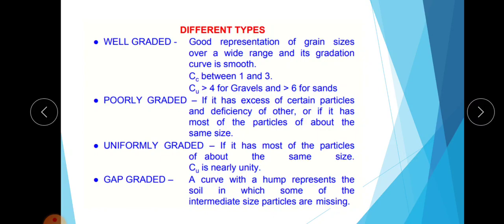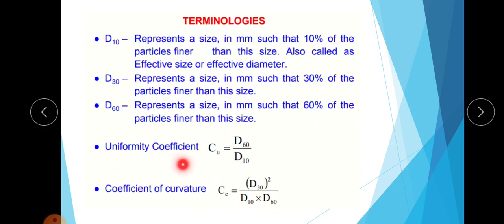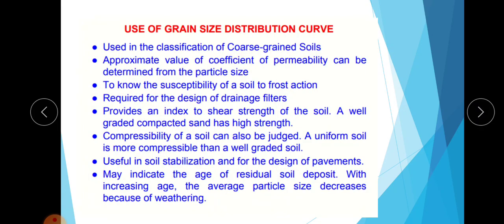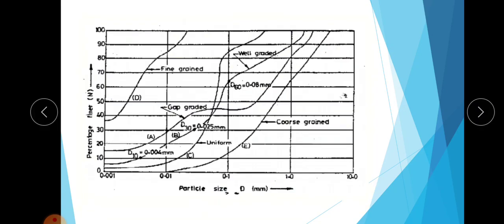And for well graded, the coefficient of curvature is between 1 and 3. Coefficient of curvature means D30 squared by D60 into D10, that is, Cc is between 1 and 3 for well graded, and uniformity coefficient is greater than 4 for gravel, and greater than 6 for sand. So this is the grain size distribution curve.